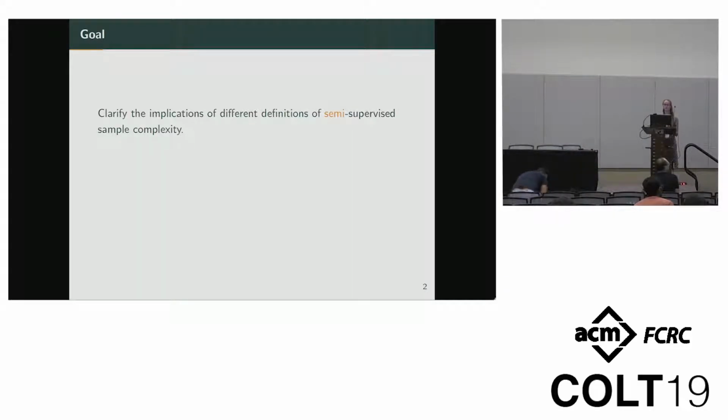There you go. And semi-supervised in this case means that we assume that our algorithm in the supervised learning problem has access to unlabeled data in addition to labeled data.